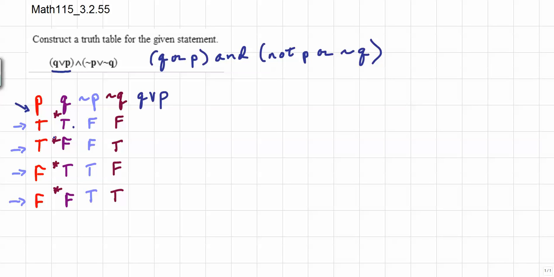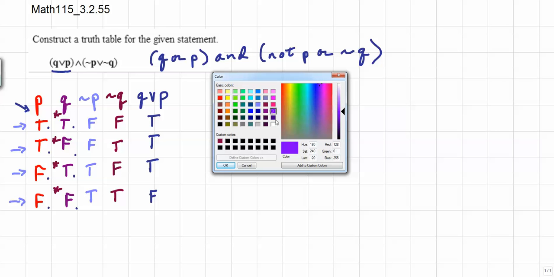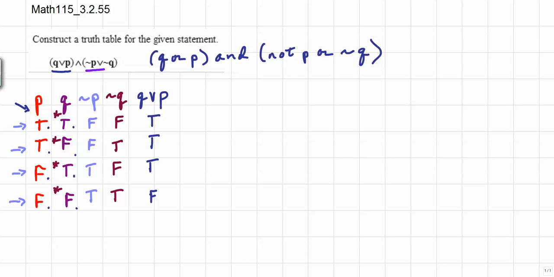Q is true, P is true, therefore this is true. In this case, Q is false, but P is true, so this will be true. Q is true, P is false, this will be true. And then we have both of them being false, so then this statement will be false. Alright, then we're going to look at this particular part of the problem, which is going to be not P or not Q.